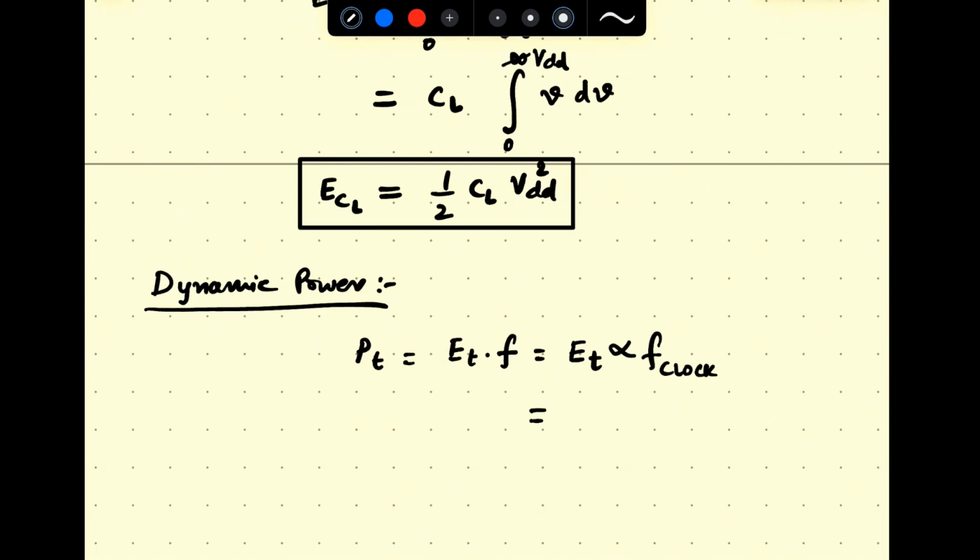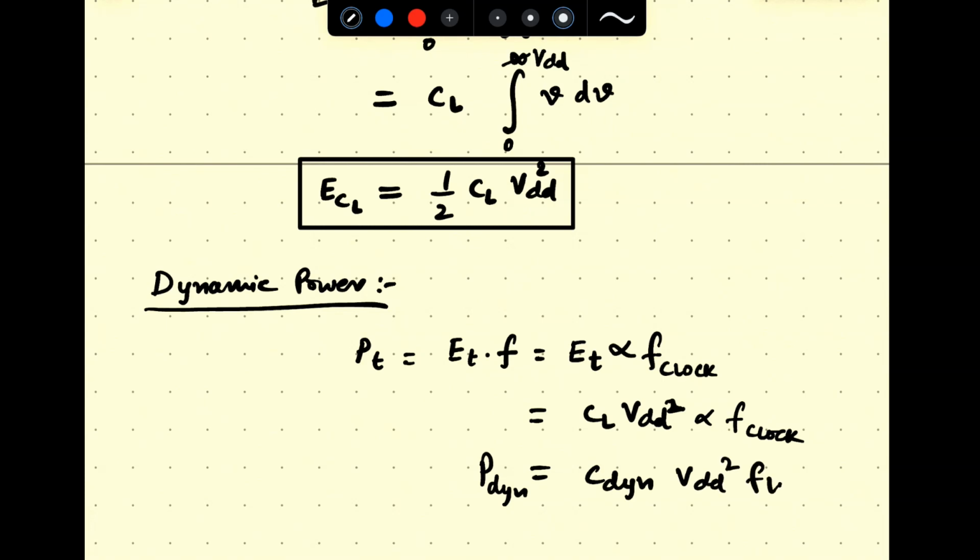As we already know, energy for this transition is nothing but CL VDD squared. We still have this alpha times f clock. So we can actually write the power for these transitions, or dynamic power in general, as C dyn, or dynamic capacitance, times VDD squared times f clock. The C dyn is nothing but a multiplication of the load capacitance and the probability of transitions alpha.